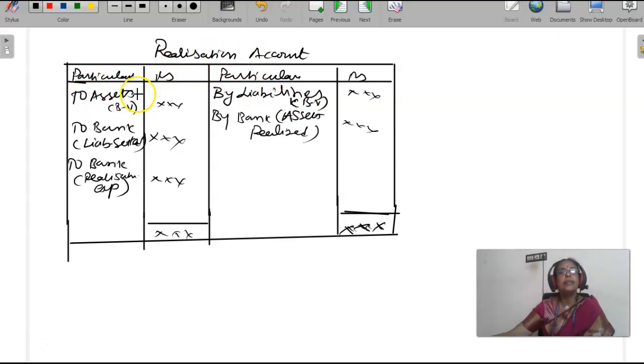Then the next step, they realize, that means they sold the asset. For that, we have to write bank here. The amount realized, that is the assets realized amount, should be entered here. Then they have to settle the liabilities. For that, the amount of settlement should be written here in the name of bank. Then the entry is realization account debtor to bank. Here the entry is bank or cash account debtor to realization.